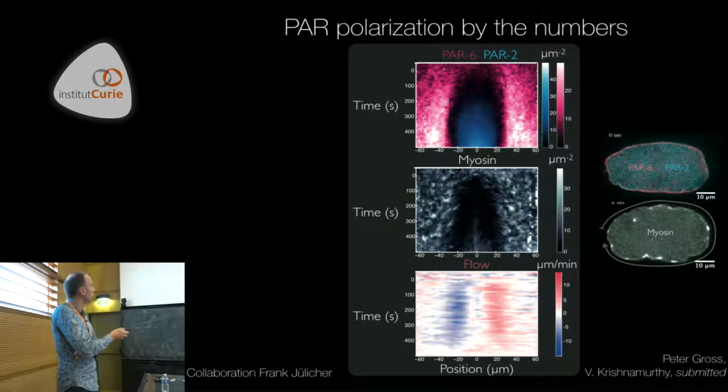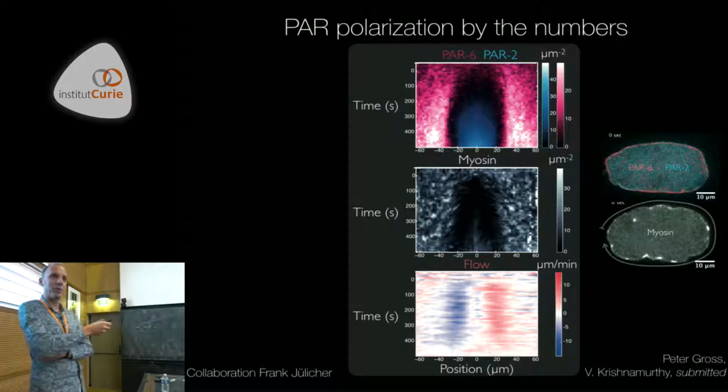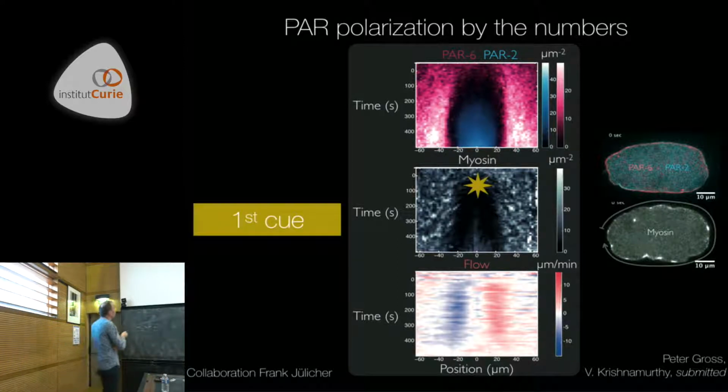Okay, so this is a full data set. There's about 200,000 PAR proteins, 150,000 red species, 200,000 blue species. They exchange with the cytosol, so total amounts are conserved. And of course, we can capture all of this.